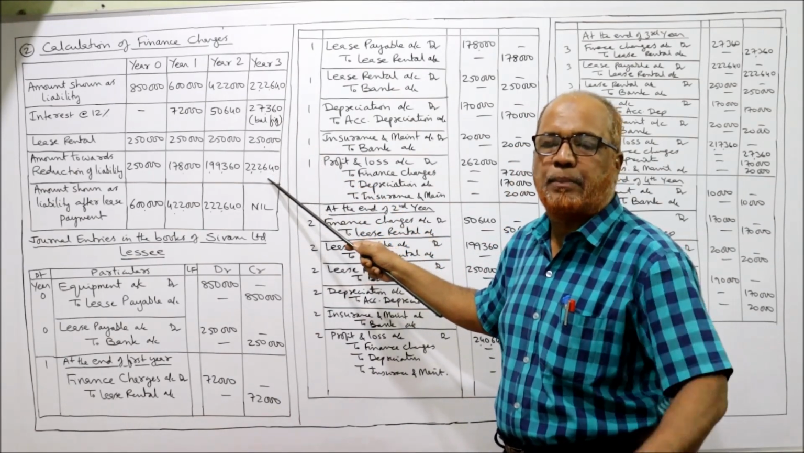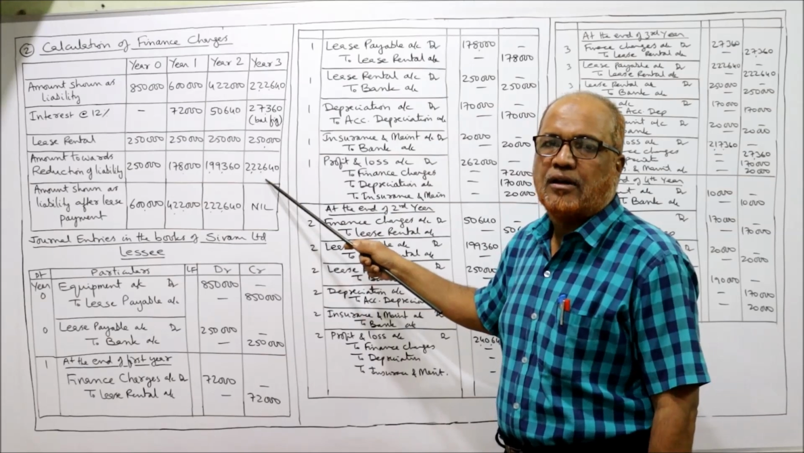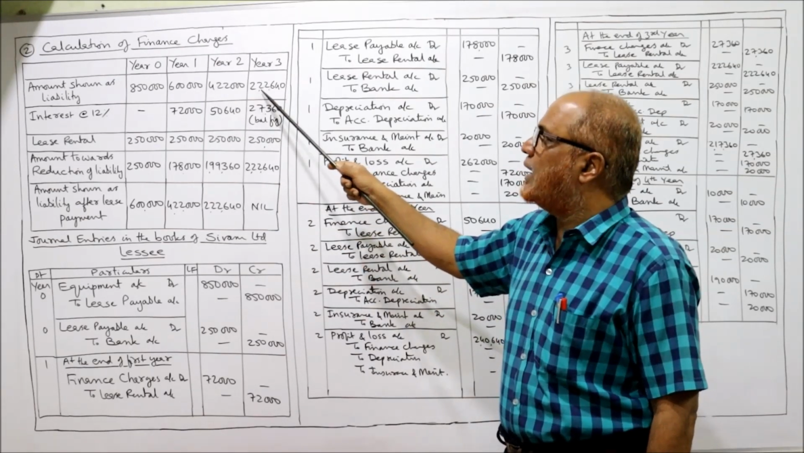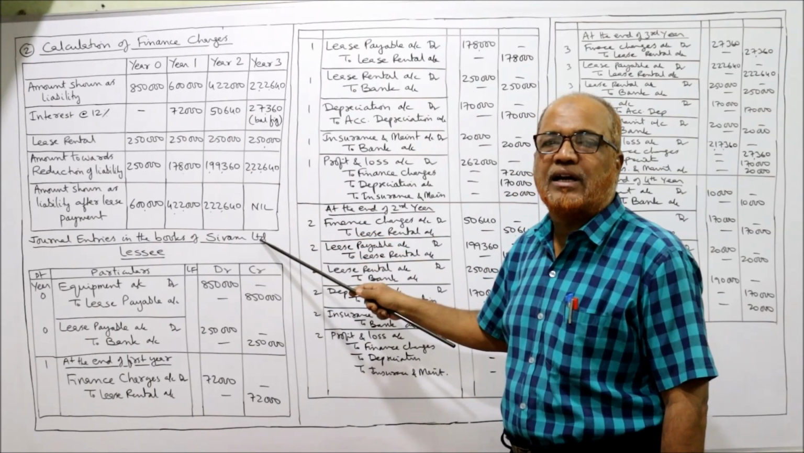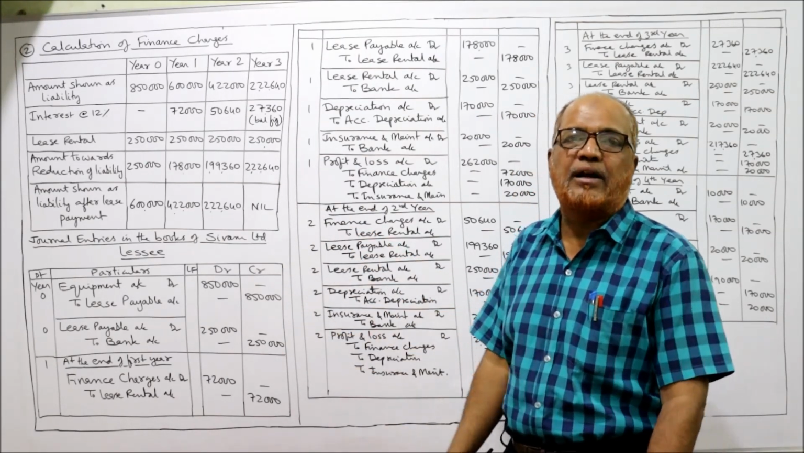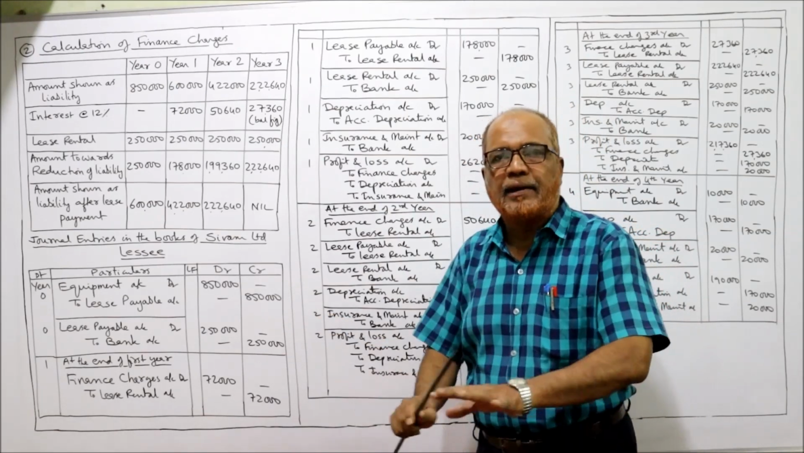This is the principal repayment, reduction in liability. Now beginning of the year liability was 2,22,640 and we have paid 2,22,640. So end of the year no outstanding liability. It is nil, completely paid.